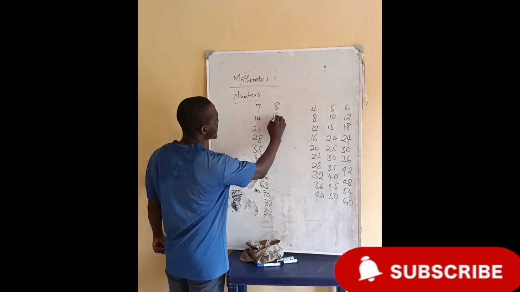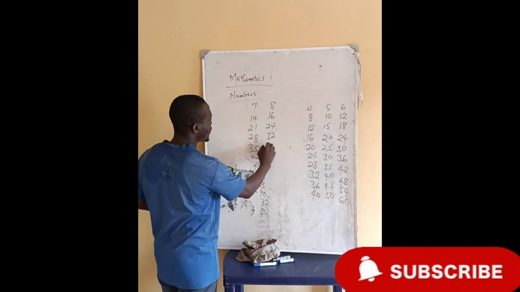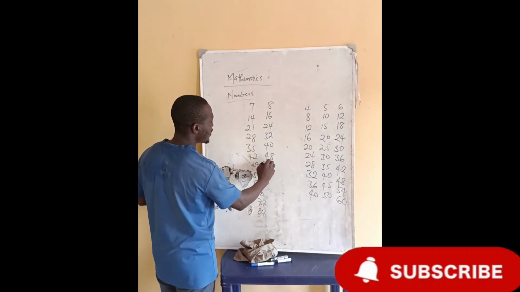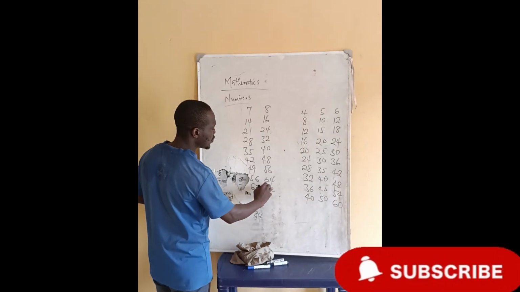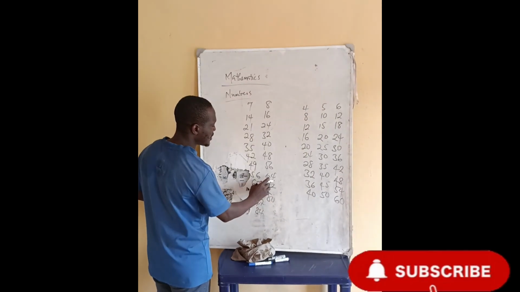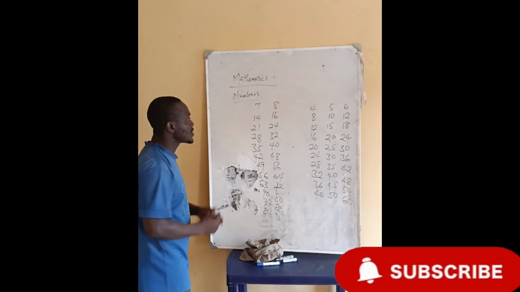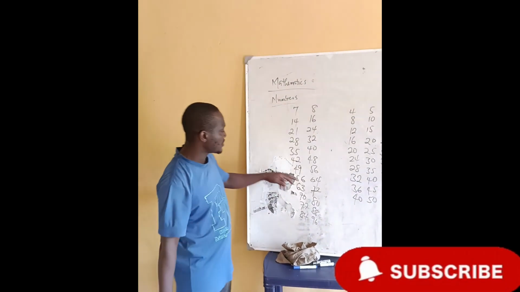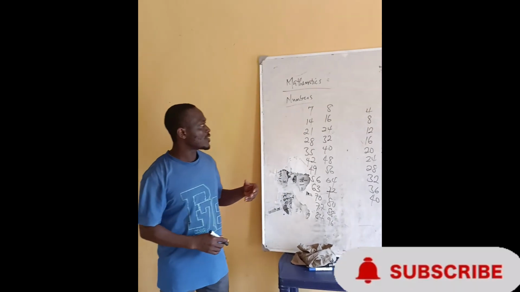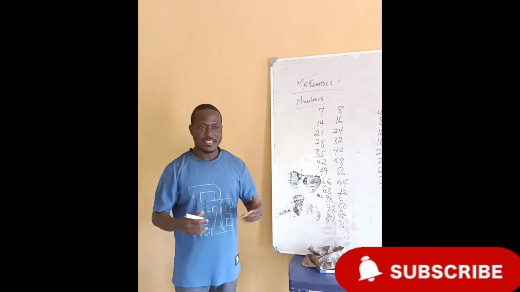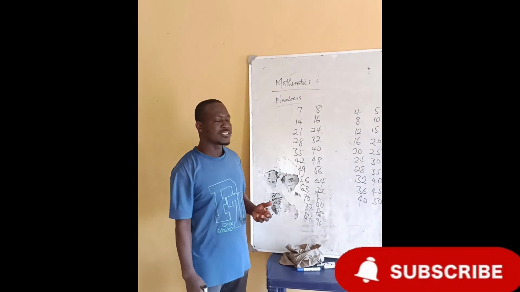8, 16, 24, 32, 40, 48, 56, 64, 72, 80, 88, and 96. Then I want to say something about this 8 multiplication. This 8 is just a particular number that students find very difficult. They said 8 is difficult, but 8 is not difficult.